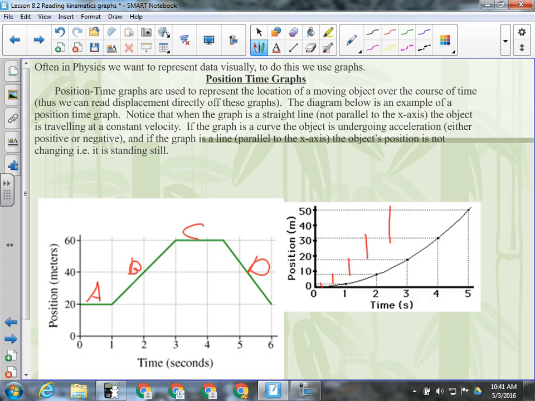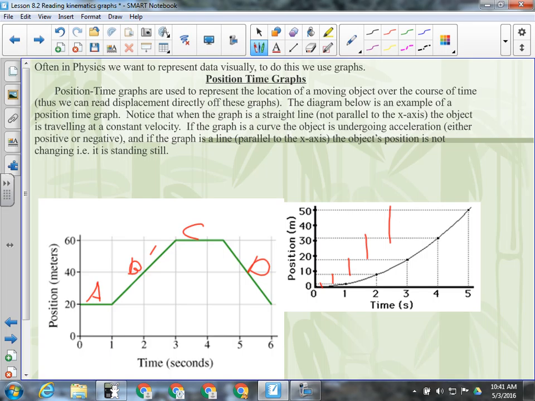If you just said, moving forwards, okay, that's partially true, but not good enough to get you full marks because there's lots of different ways to move forwards. You could accelerate forwards, or you could move forwards at a constant velocity. You have to be specific.